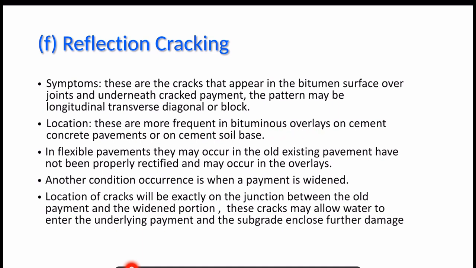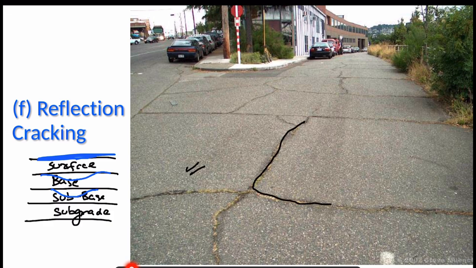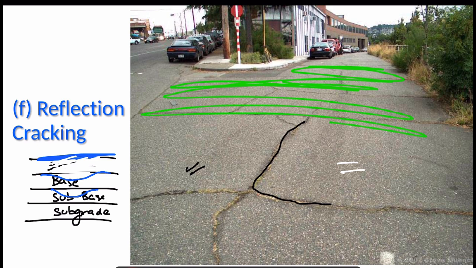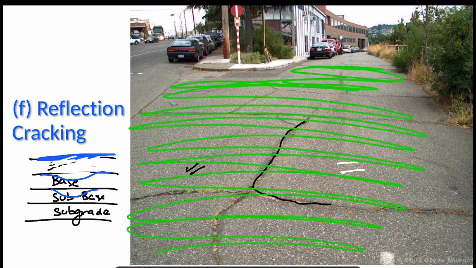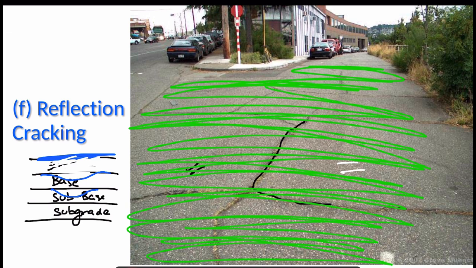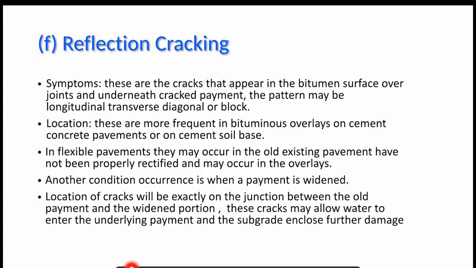So basically, suppose there is some defect in the surface course, we have removed the surface course, and then we have overlaid it with a new surface course layer, right? We have removed this layer, and then we have constructed a new layer. But what we have discussed is that the problem is not at the surface, but in the underlying layers, right? So definitely, because of this, the overlaid road will again pose these cracks.